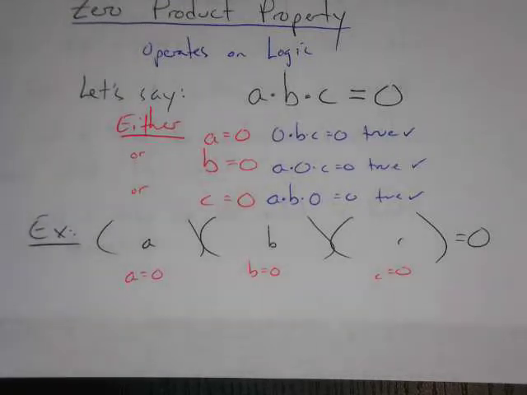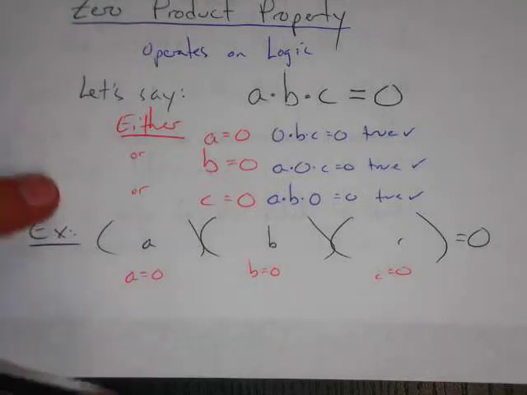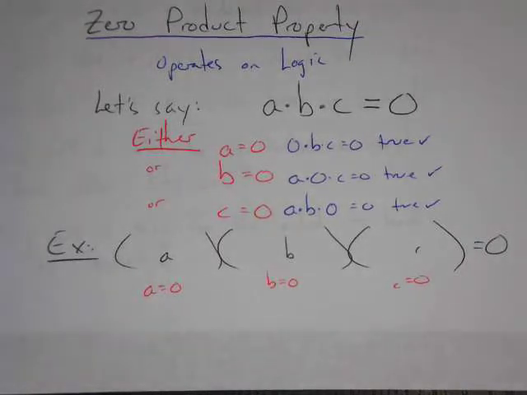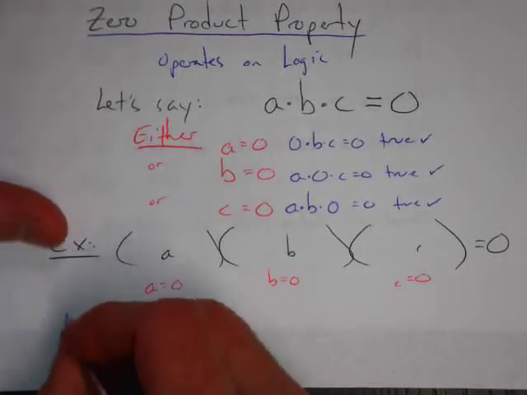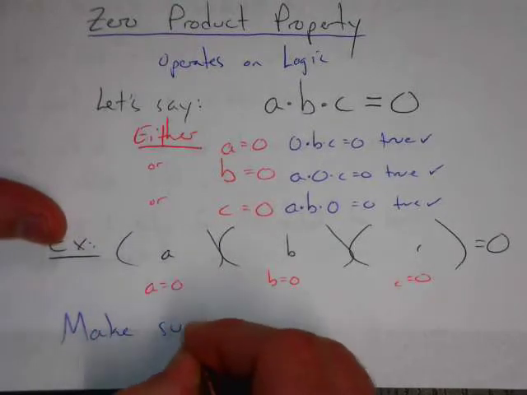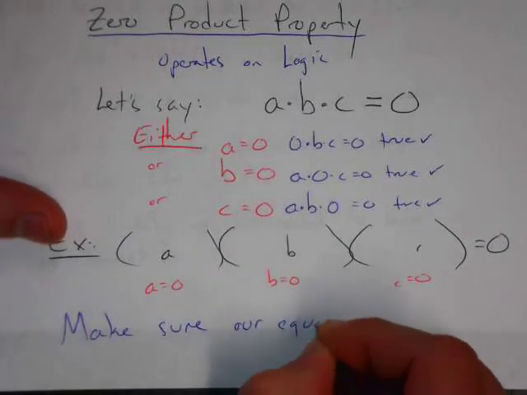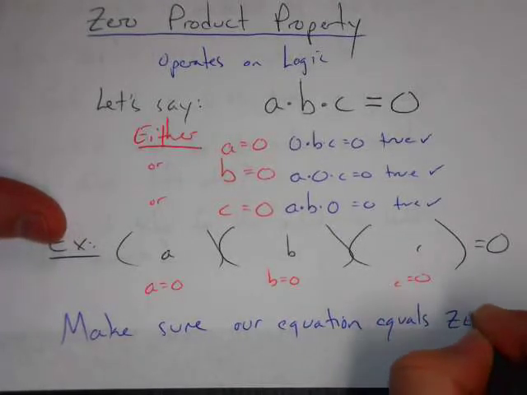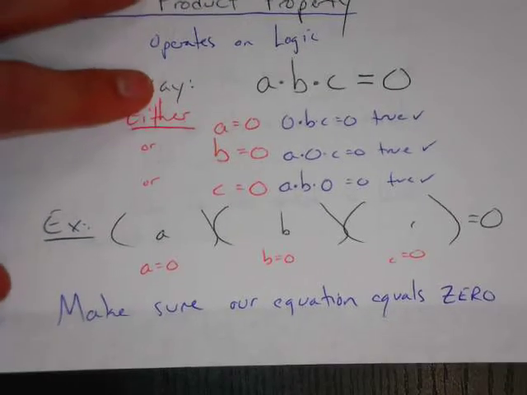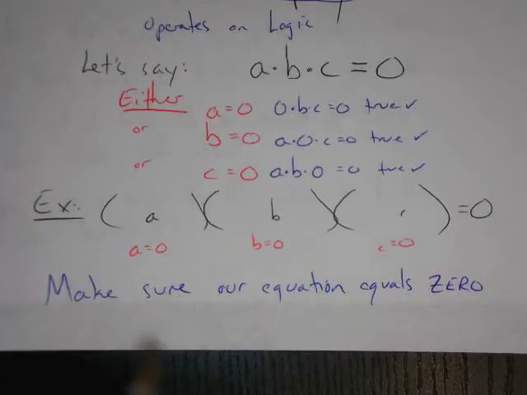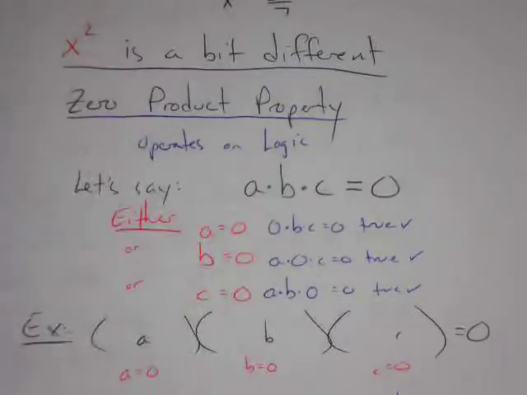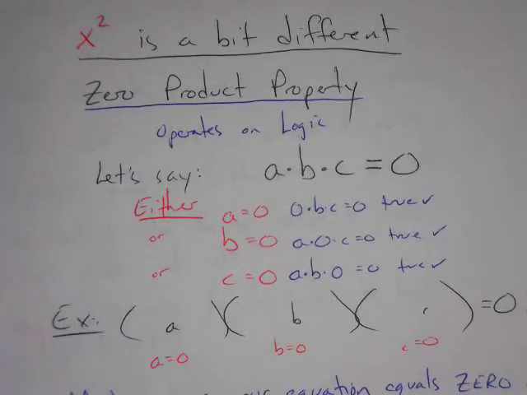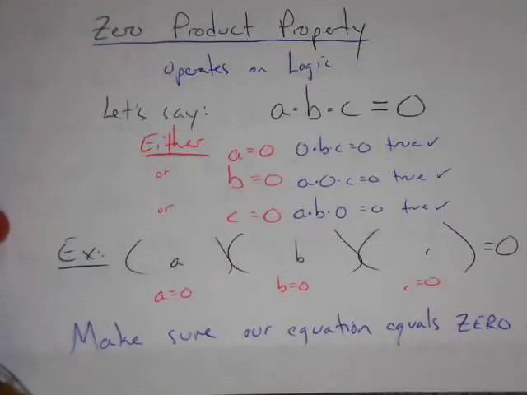In order for the zero product property to work, everything must equal 0. So what we have to do is make sure our equation equals 0. We can do that through basic undoing principles, in any case. But once our equation is equal to 0, and this only applies if we have x to the second power, x to the third power, something and higher, we can use the zero product property. So this is a huge note.